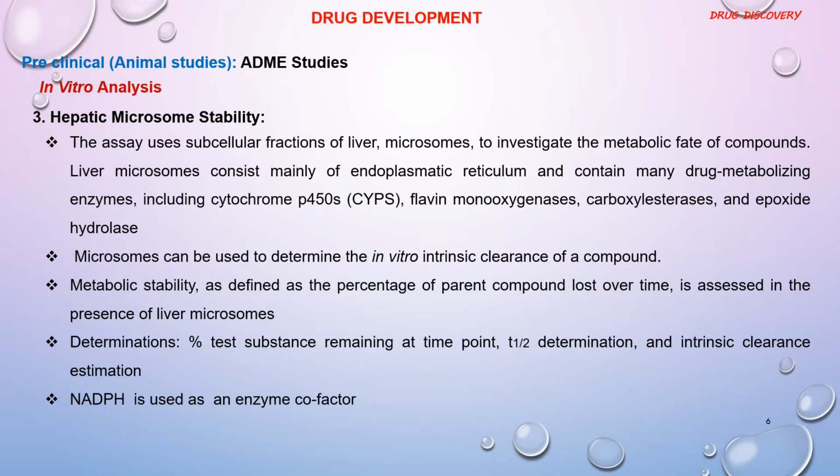Hepatic microsome stability assay. It is estimated using liver microsomes. Liver microsomes are a storehouse of many enzymes required for drug metabolism. It is used to determine the in vitro intrinsic clearance of compound, percentage of test substance remaining at a particular time, and half-life of the target compound. In most of the studies, NADH is used as a cofactor for this reaction.